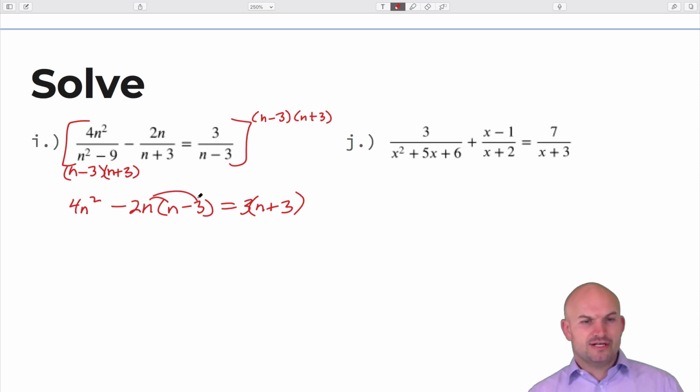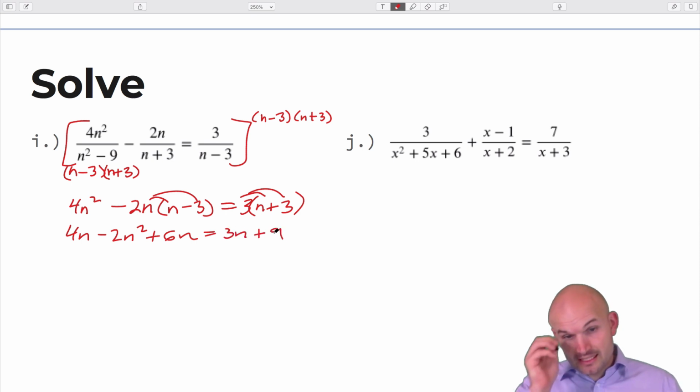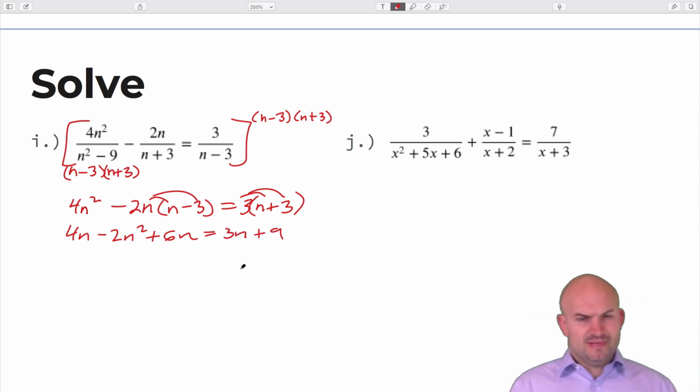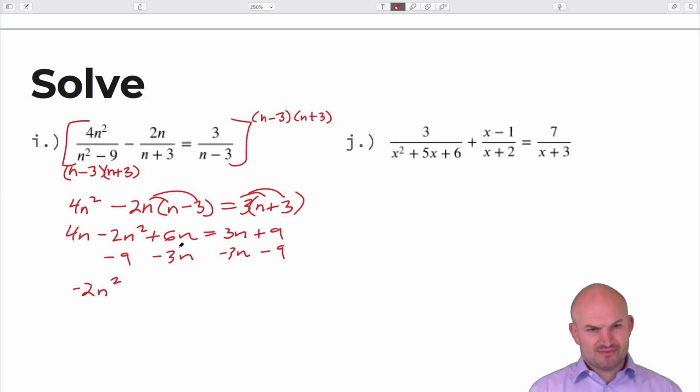All right, so let's go ahead and do some distributive property. 4n minus 2n squared plus 6n equals 3n plus 9. Let's get the 3n to the other side. Let's get the negative 9 to the other side. So I get a negative 2n squared. That becomes a 3, so that becomes a positive 7n minus 9 equals 0.